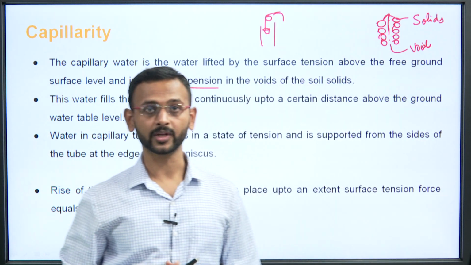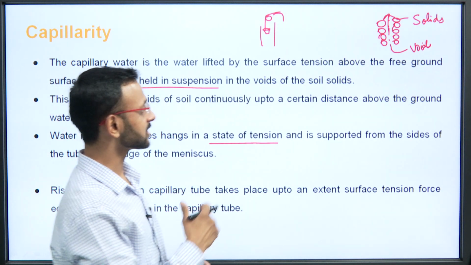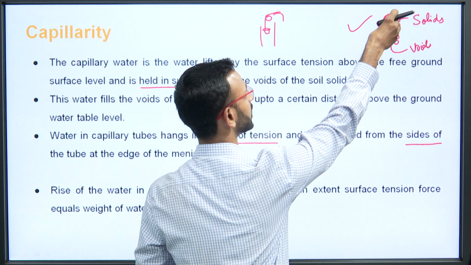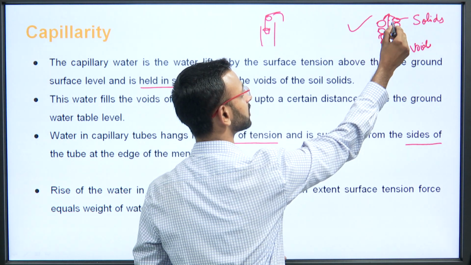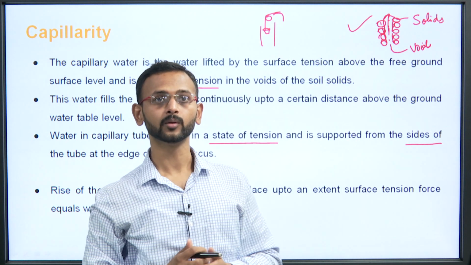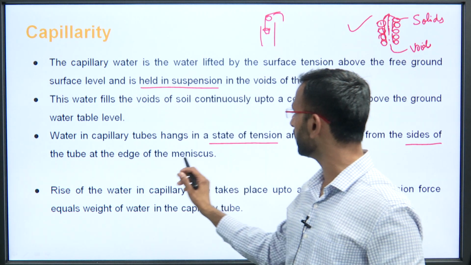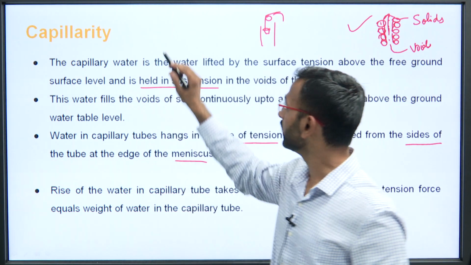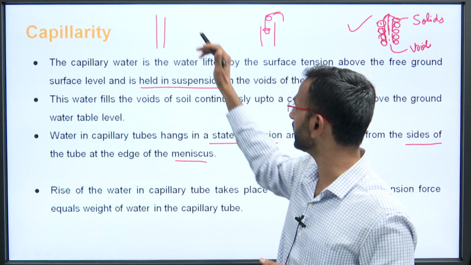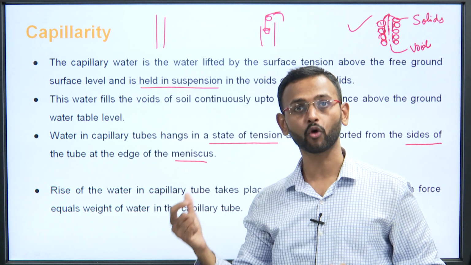Now, the water in capillary tubes hangs in a state of tension, that I already told you here, and is supported from the sides, that we saw in this diagram. See here, it is supported from the sides, that is this solid will be trying to hold up the water and from the sides of the tube at the edge of the meniscus. So, the capillary action that you see in a simple capillary tube in your physics or chemistry lab is shown in the soil solids also, in the soil voids also.